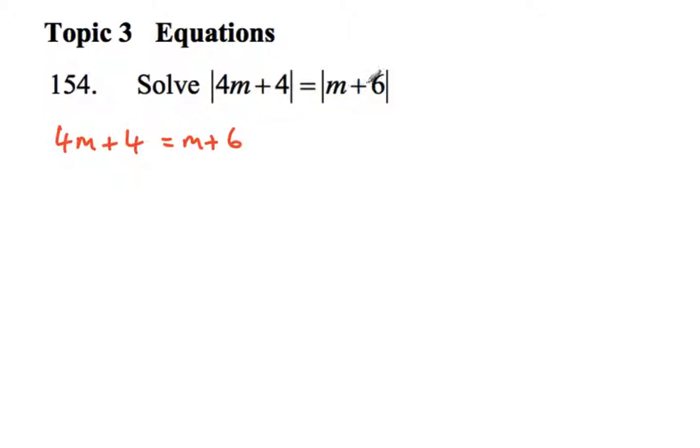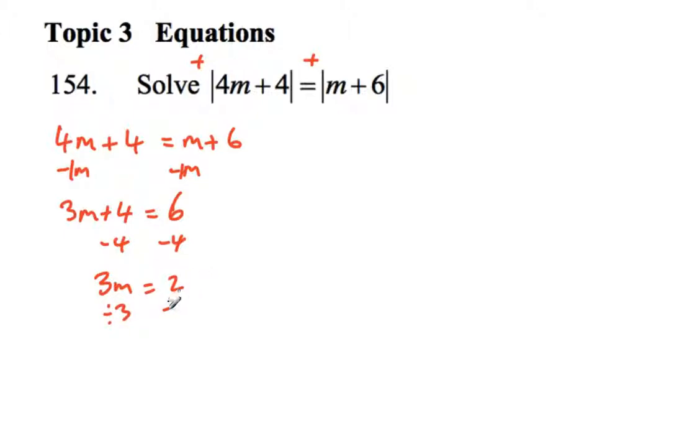Okay, let's do a version where we're thinking that they're both positive. So we'll just process that. We'll minus m, or minus 1m, both sides there. We get 3m plus 4 equals 6. Let us minus 4 both sides. 3m equals 2. Divide by 3, divide by 3. m equals 2/3.